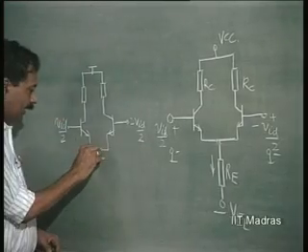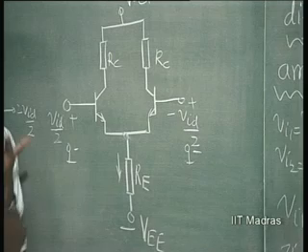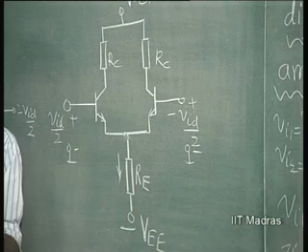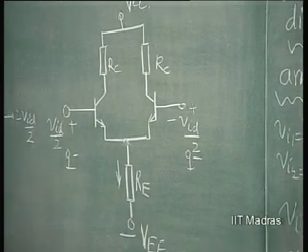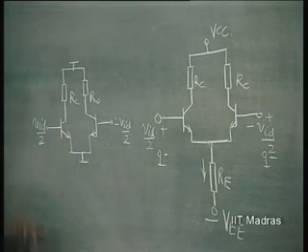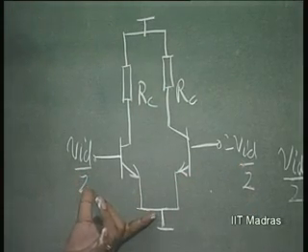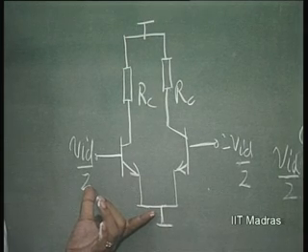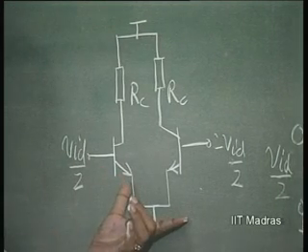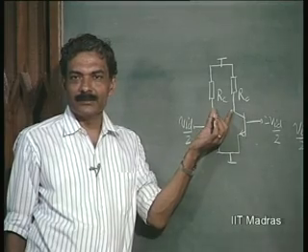So we see that even though I have physically connected a resistance RE, this RE has no effect on the differential signal. This RE has effect only on the common mode signal. As far as the differential signal is concerned, you have VID by 2 and minus VID by 2 applied here, and this is grounded. So these are equivalent to 2 separate common emitter amplifiers. You can analyze the differential amplifier as 2 separate common emitter amplifiers and then find out the outputs of the individual amplifiers.